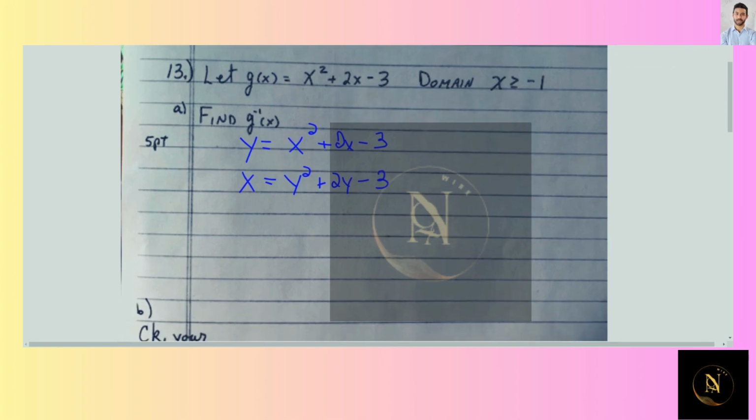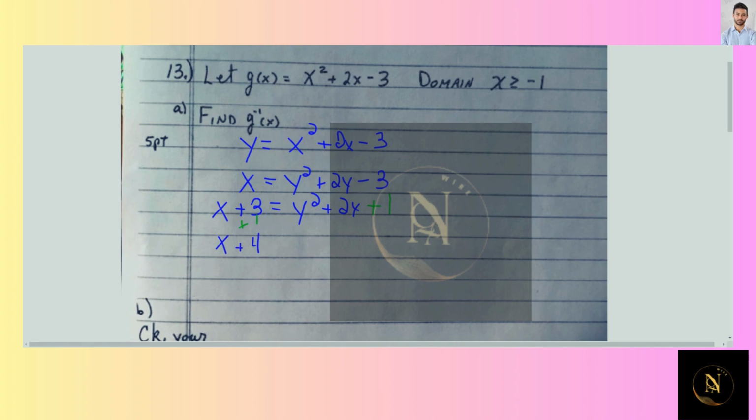And then you need to solve for y. So one way to do this is to complete the square with the y's. So add 3 to both sides. And then completing the square with the y's, half of 2 on the 2y is 1, and 1 squared is 1. So you'll add 1 to both sides of the equation, to stay balanced.